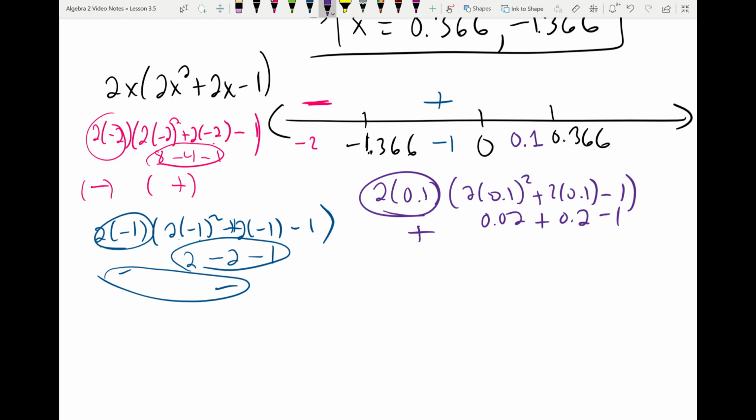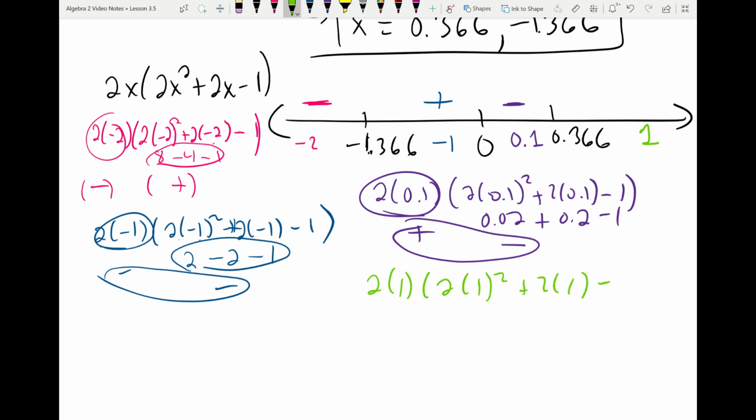And that will give you a negative. So a positive times a negative is a negative. And then lastly, let's plug in, for example, 1 into the original. So we got 2 times 1 squared, plus 2 times 1 minus 1.